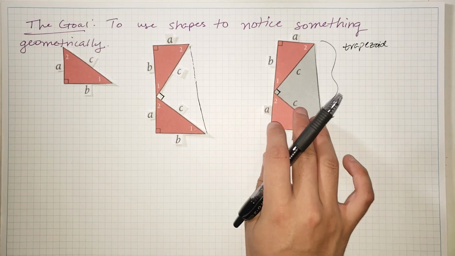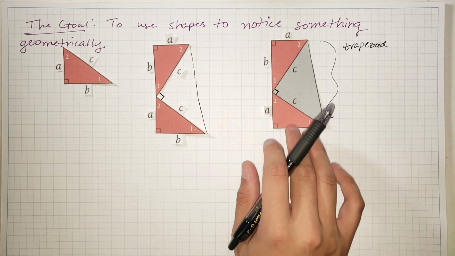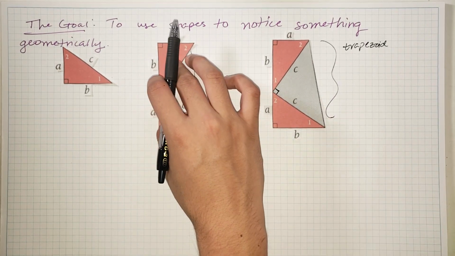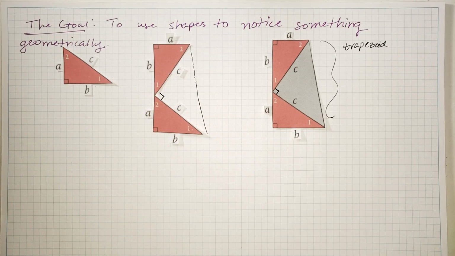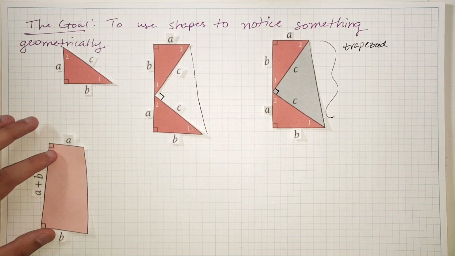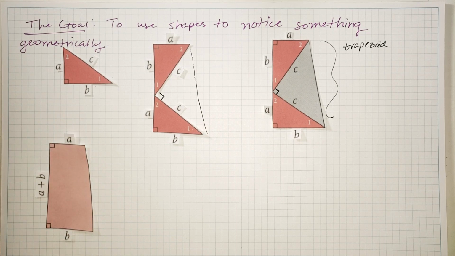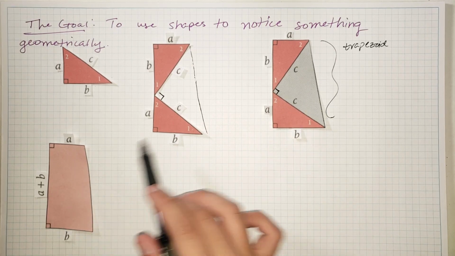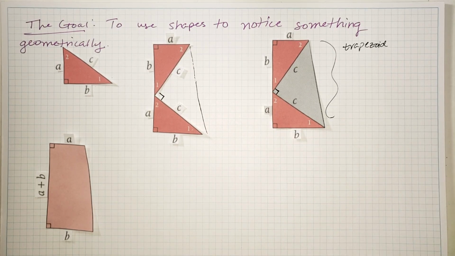That's just for a little information. Okay, so right now we have this trapezoid. Now what I want to do is just look at this trapezoid. If you look at this trapezoid and you look at this trapezoid, what did I actually do here?